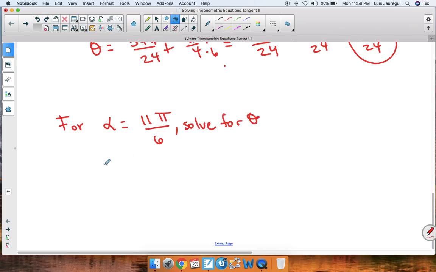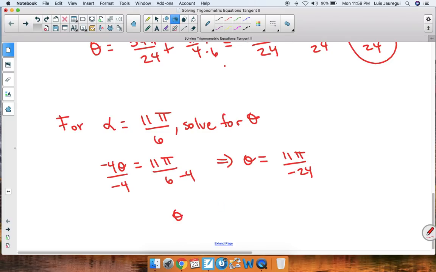And we notice that this is just negative 4 theta is equal to 11 pi over 6. Now, divided by negative 4 on both sides, we get that theta is equal to 11 pi over negative 24. Now, we need to add the period again to this one, so we get that theta is equal to 11 pi over negative 24 plus the pi over 4.